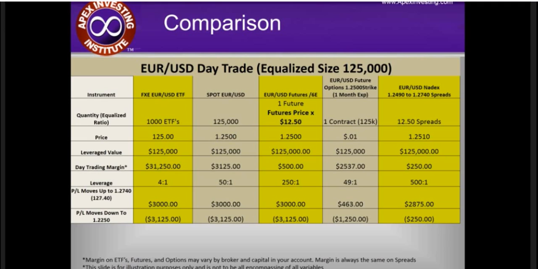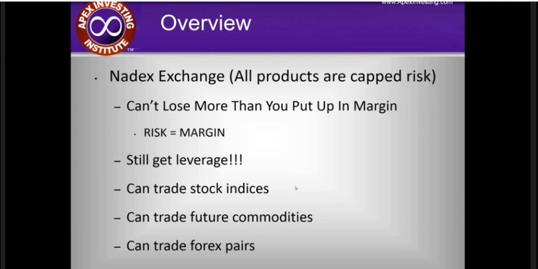So if you understand that, and you may have to watch this slide again from whenever the recording comes out, the bottom line is you're getting better use of your money, and you have more defined risk at the same time. And you might start to grasp why I love this product personally as a trader. I have all these ways I can trade the Eurodollar, for example, and that shows me the benefits of that. So on the Nadex exchange, all their products are capped risk, meaning the money you put up, it can't get worse than that.